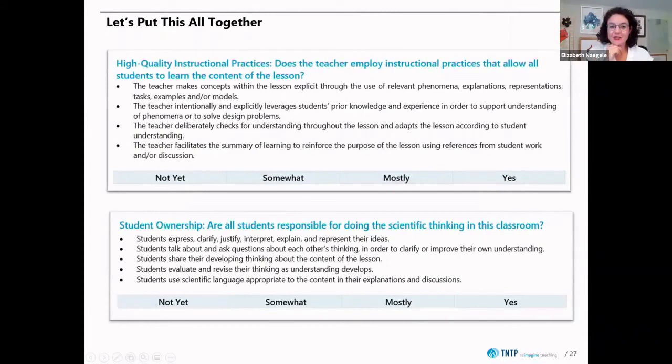All right, so let's talk about both the instructional practices and the student ownership. You can share your ideas in the chat, or I would love for you to come up and share some of them with the group so we can hear them. Let's talk about the instructional practices first. What evidence did you see of any of these instructional practices in the video?